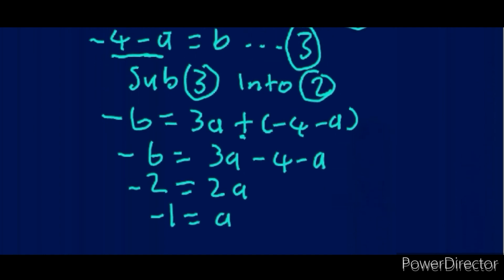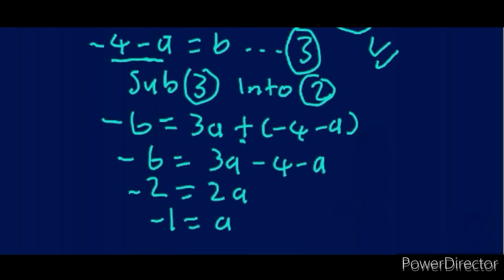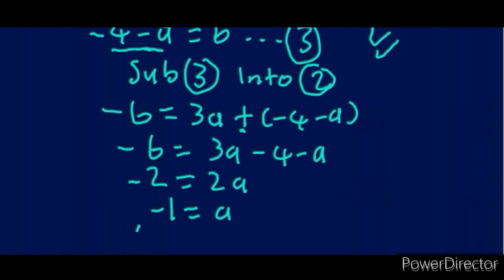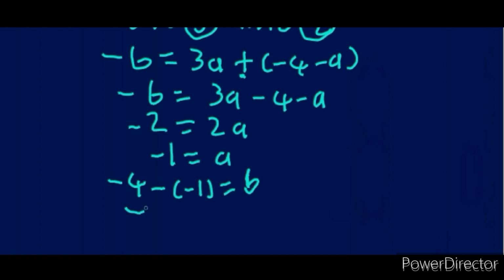And in order for us to find b, we can substitute into any one of the three pieces of information. But in this case, the easy one is obviously the one that I made the subject of the formula, which is the third equation. So I'm going to substitute into the third equation: minus 4 minus, my a was minus 1, is equal to b. From there, this is going to end up being minus 4 plus 1, which is equal to b. So b is equal to minus 3, just like the question. And there we have it.